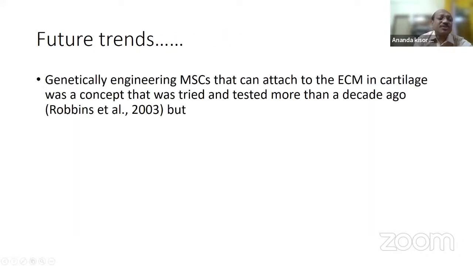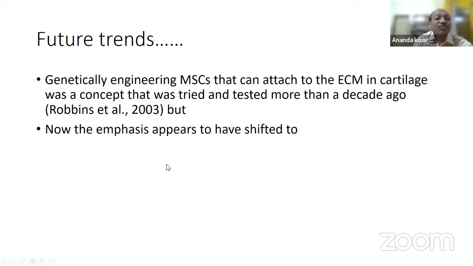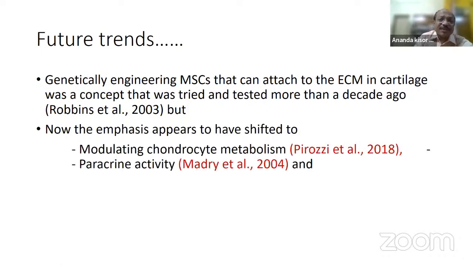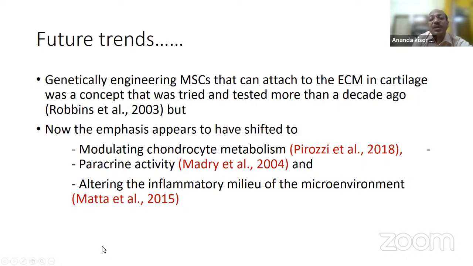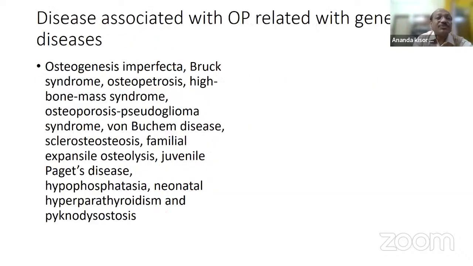Now, what are the future trends? Genetically engineering the mesenchymal stem cell so that it can attach to the extracellular matrix in the cartilage is a concept which was tried and tested more than a decade ago. Now, the emphasis appears to have shifted to modulating the chondrocyte metabolism or their paracrine activity, and altering the inflammatory milieu of the microenvironment inside the diseased cartilage, or inside the focal cartilaginous defect inside the osteoarthritic joint. So that is the future trends.